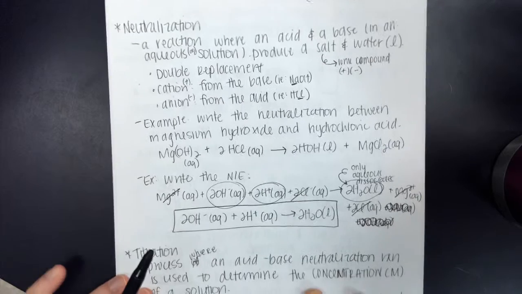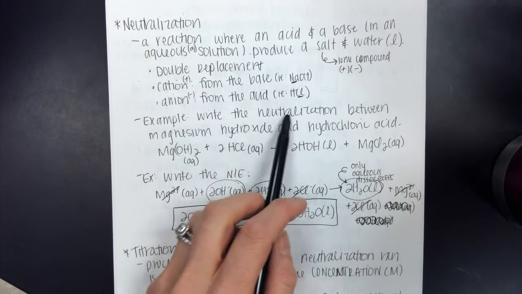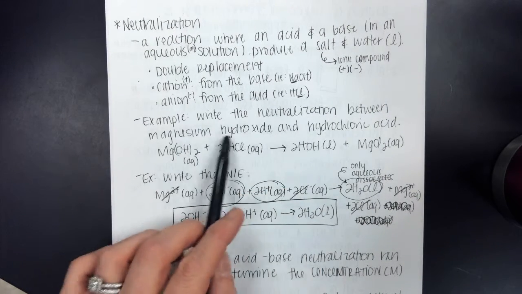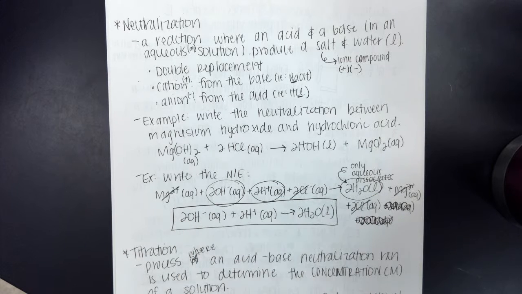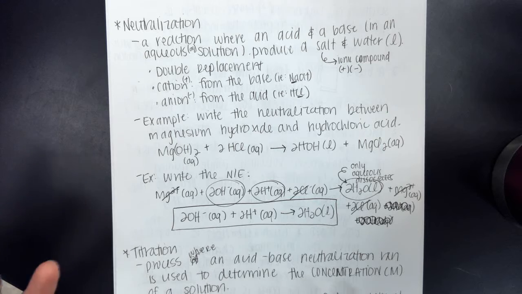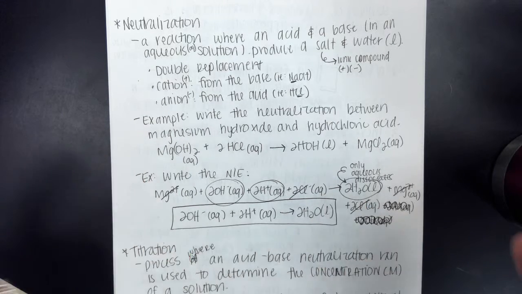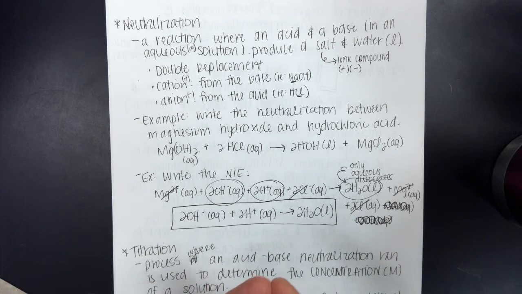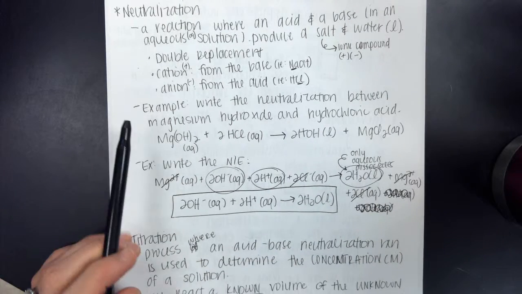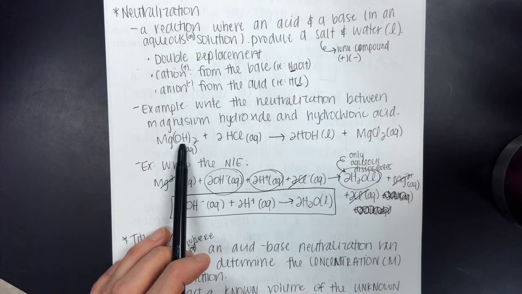So you might see some problems like this where it says write the neutralization reaction between magnesium hydroxide and hydrochloric acid. Okay, it doesn't give you the products, but you really don't even need to stress about predicting the products because you know it's just going to be HOH and then the other two cations and anions. Okay, be sure you're correctly writing the formulas.